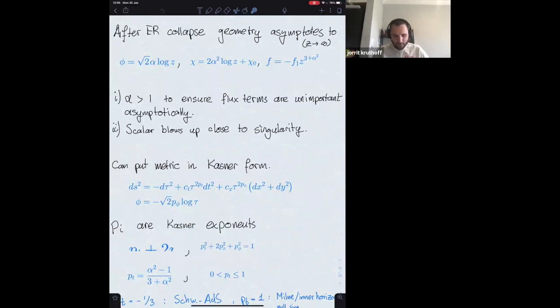So two things from this asymptotic behavior that I would like you to take home: this alpha parameter needs to be bigger than 1 for these flux terms to be unimportant. And the fact that here we have a logarithm, so the scalar field actually blows up. And this goes back to what I was saying before, that the interior is unstable because close to the singularity, there's actually a blow up of the scalar field profile.